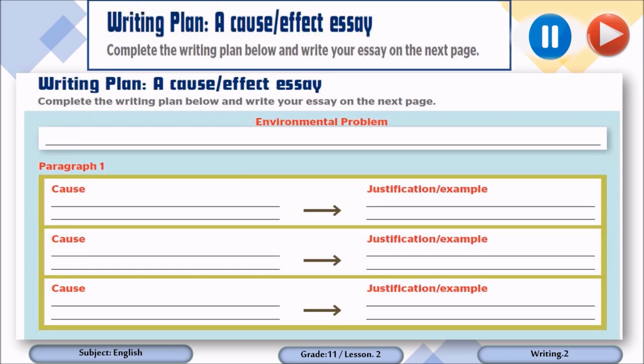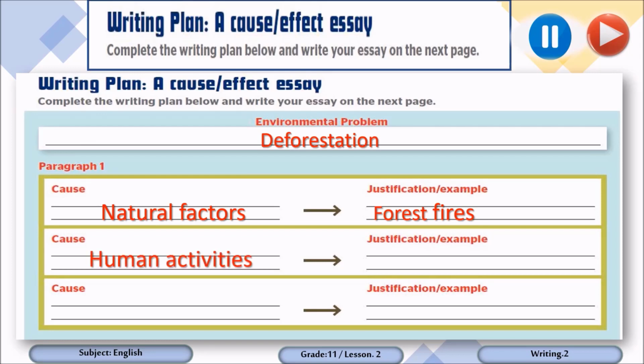Okay, so now it's time to check the answers. What are we writing about? What is the environmental problem? Excellent, it's deforestation. So, what causes can we put here in the first paragraph? Cause number one, natural factors, something that's happened by nature. For example, forest fires. Then there are some human activities, such as the cutting down of forests.